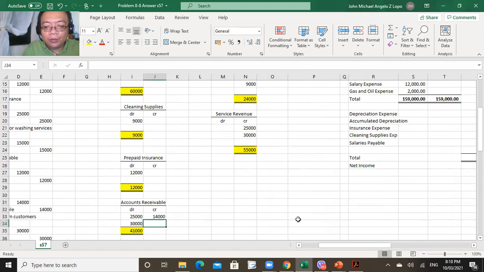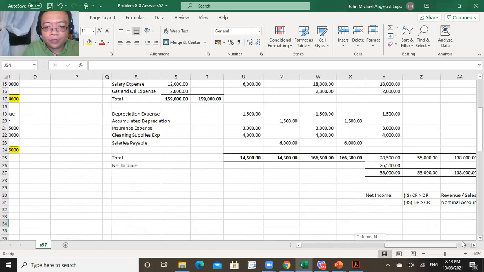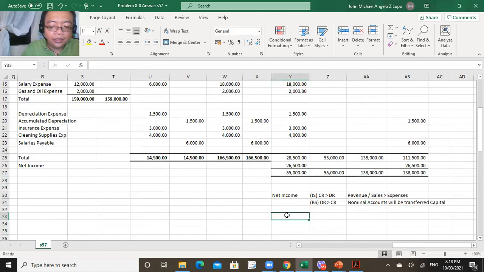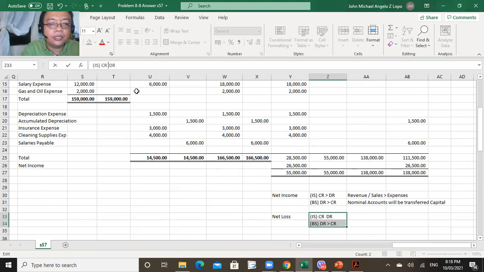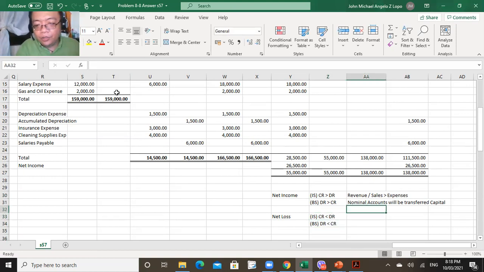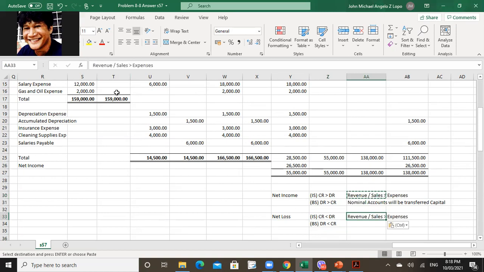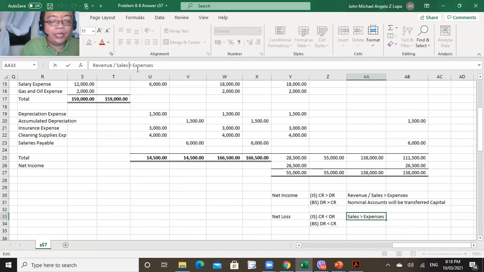All right. How about if there is a net loss? If net loss, it is otherwise. Of course, your credit here is less than, and this is also less than. Why? Of course, your revenue here is less than, right? That's why you have a net loss.